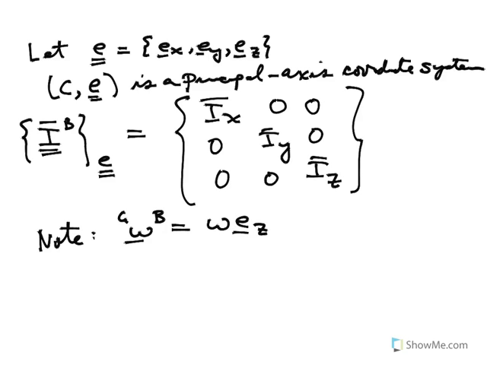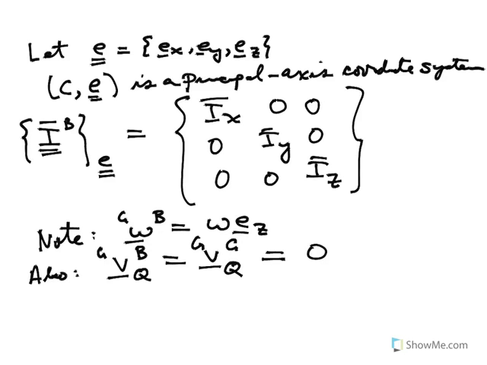We also have to note the following: the no-slip condition says that the velocity of the point of contact on the body in the ground has to equal the velocity of the point of contact on the ground in the ground. And that is equal to 0 because the point on the ground is inertially fixed. This whole thing is the no-slip condition.